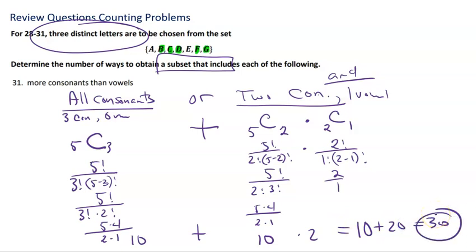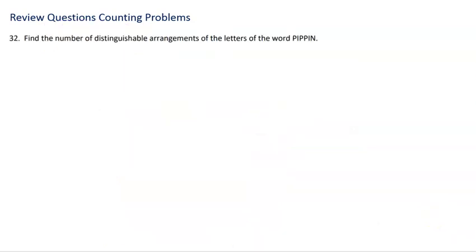when I add those 2 different options together. Now here we're arranging letters. Find the number of distinguishable arrangements of letters of the word Pippin. Okay. Now when you're arranging letters, remember that's a factorial. You could call that a permutation. And how many letters do we have? We have 1, 2, 3, 4, 5, 6.